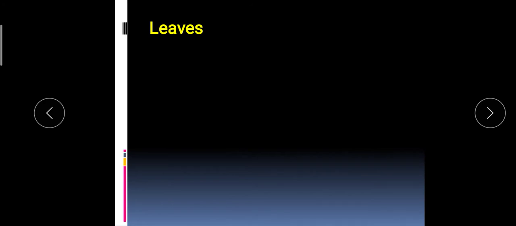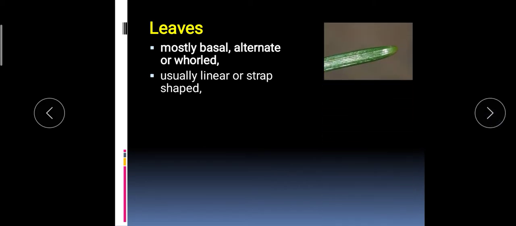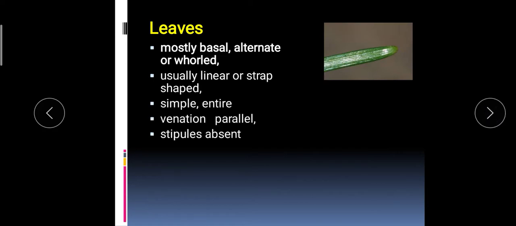Now, looking into the leaves: they are basal, or alternate and whorled in arrangement. They usually have a long, linear, strap-shaped structure like this. They are simple, with parallel venation. That's why it is a monocot, and stipules are absent. So strap-shaped, linear, with parallel venation.